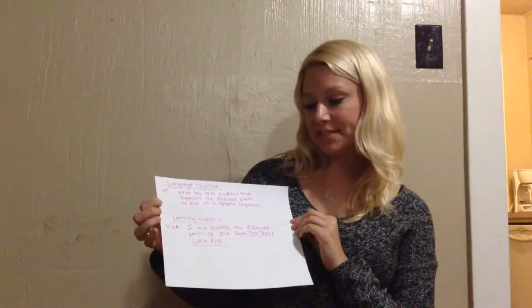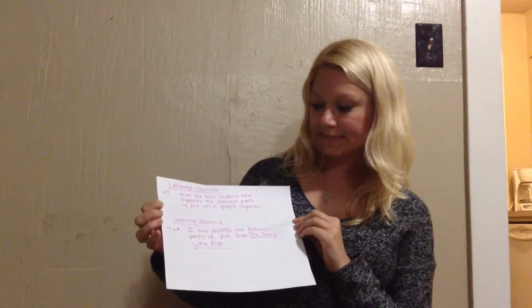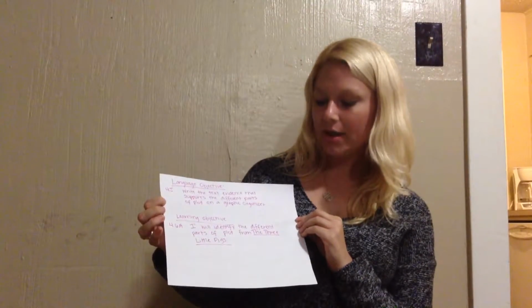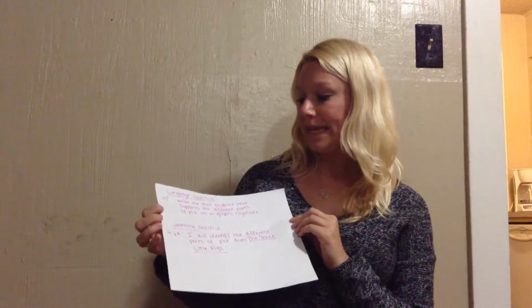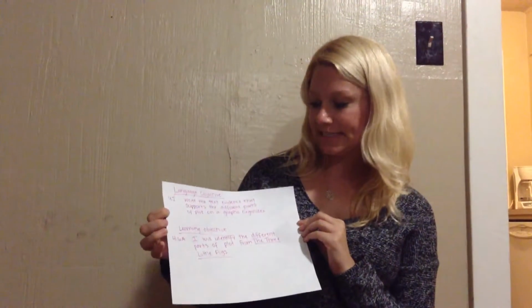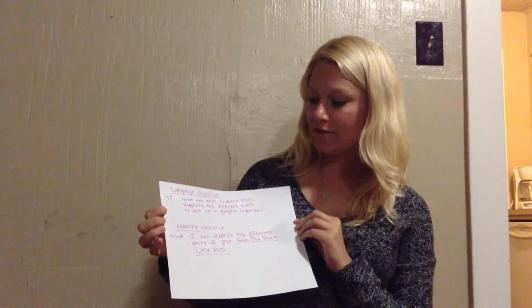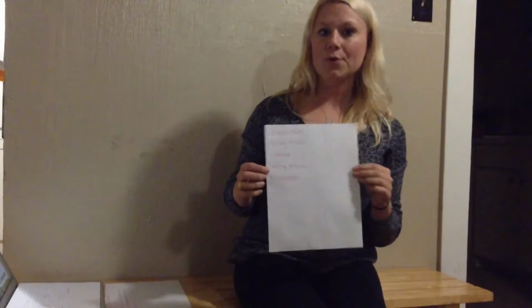Today our learning objective will be, I will identify the different parts of plot from The Three Little Pigs. And our language objective is, write the text evidence that supports the different parts of plot on a graphic organizer. Today we're going to learn about these different words: exposition, rising action, climax, falling action, and resolution.